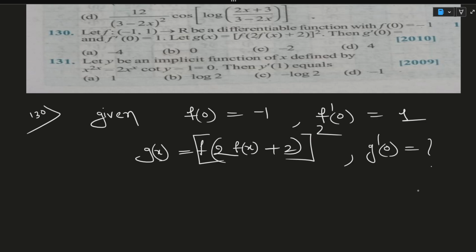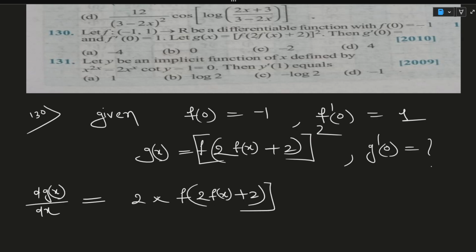Okay, so now it will be 2 into f of (2 f of x plus 2) into f dash (2 f of x plus 2) into 2 f dash x.